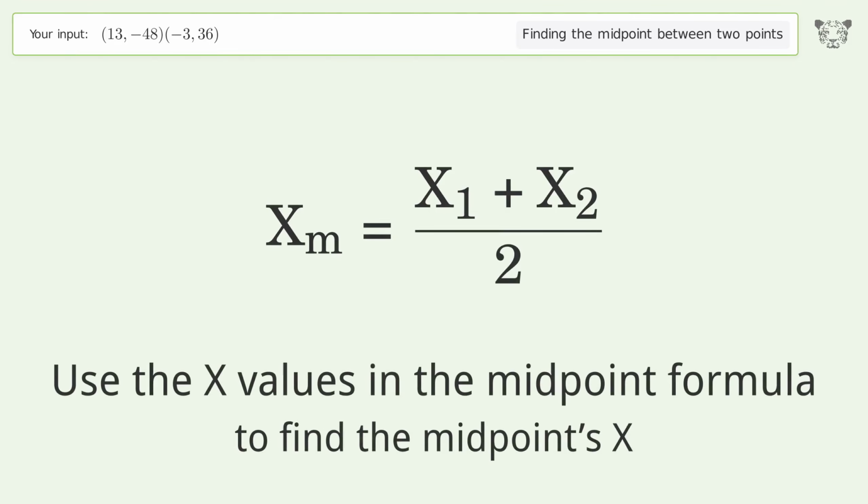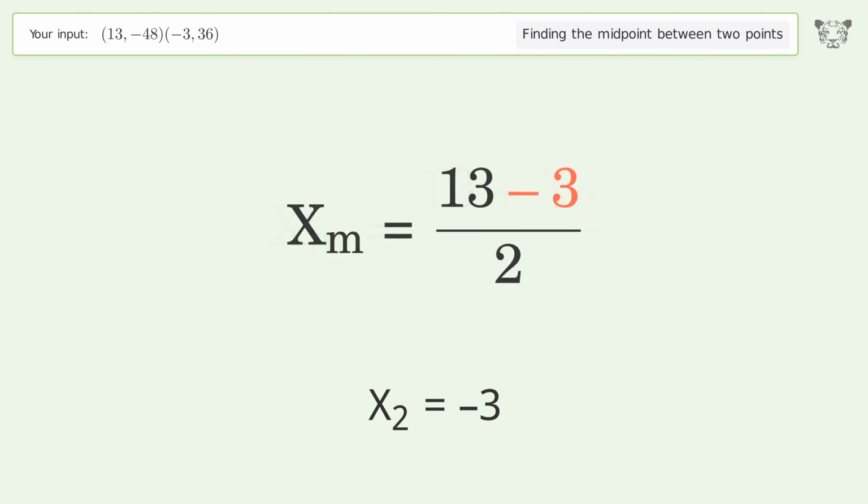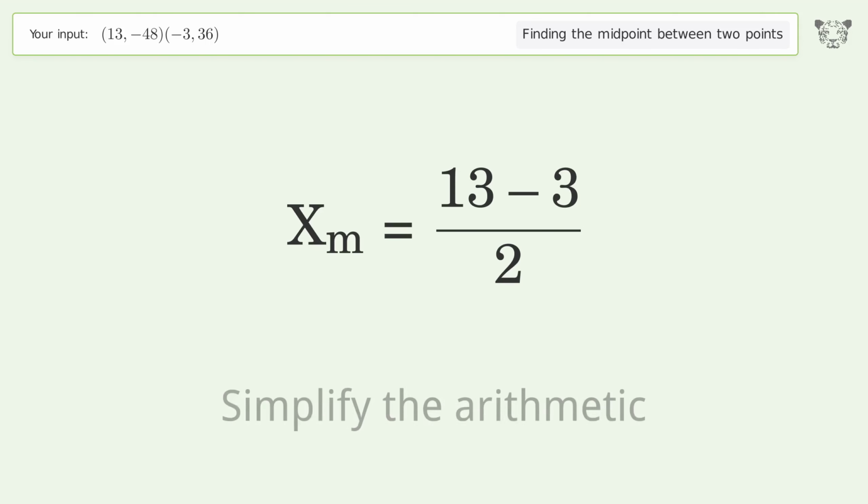Use the x values in the midpoint formula to find the midpoint's x. x1 equals 13. x2 equals -3. Simplify the arithmetic.